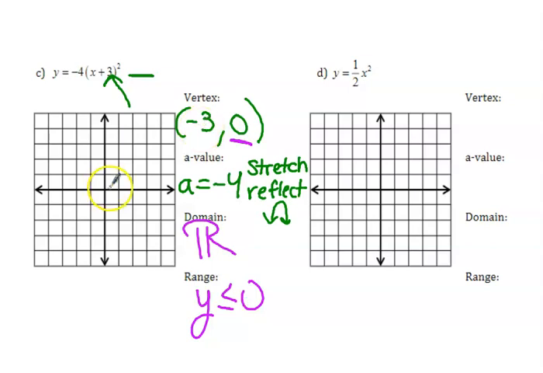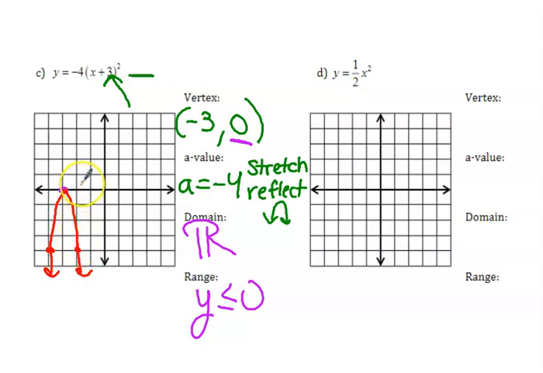Let's graph. So negative 3, 0. So over 3, 1, 2, 3. And I have negative 3, 0. Now, what does that negative 4 mean? Well, you can go down 4, 1, 2, 3, 4, and over 1. Again, you have to do it on both sides because it's a reflection. If you're like, I don't know about that, Miss Robson.